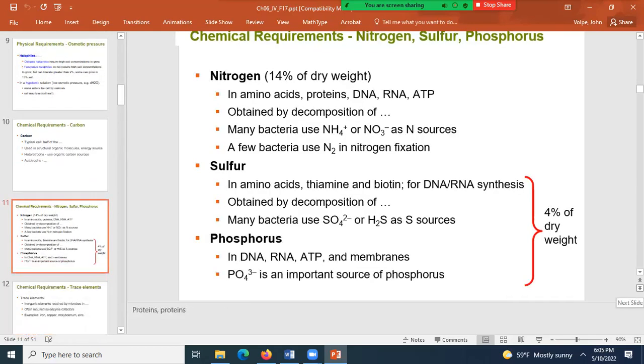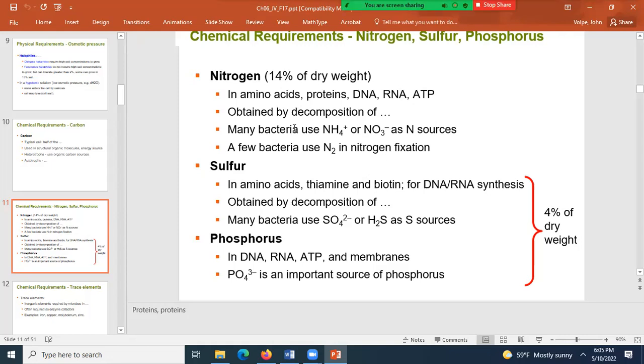Some other chemical requirements for living organisms, they all require nitrogen, sulfur, and phosphorus. Nitrogen is 14% of the dry weight for most organisms. Nitrogen is used in amino acids, protein, DNA, RNA, and ATP.